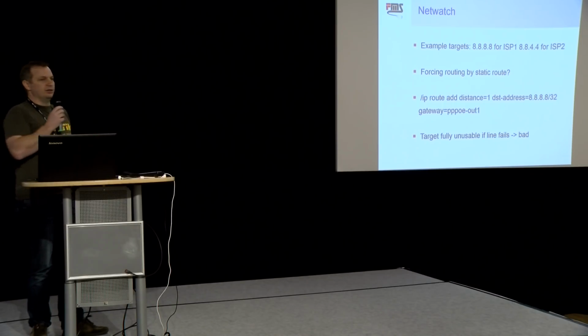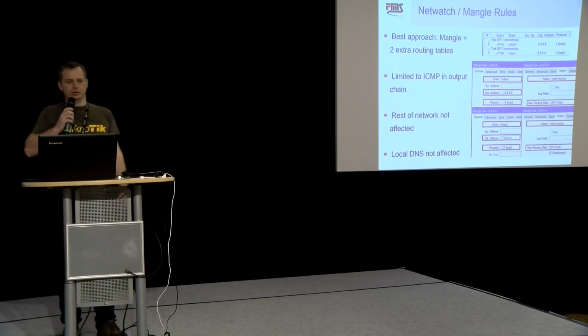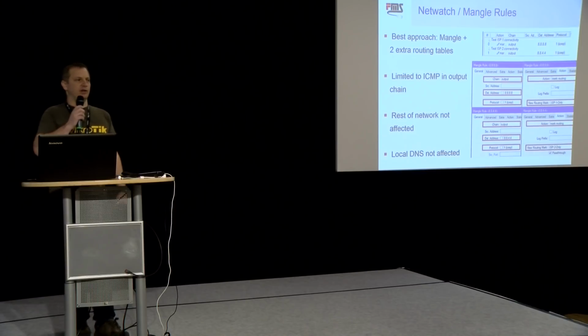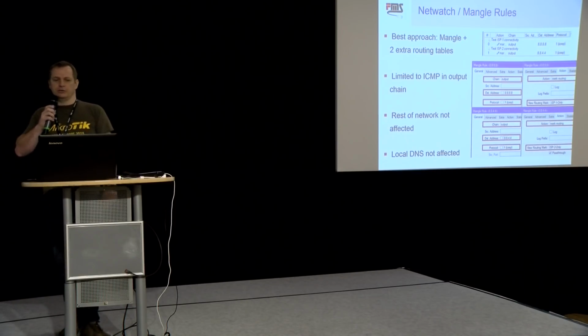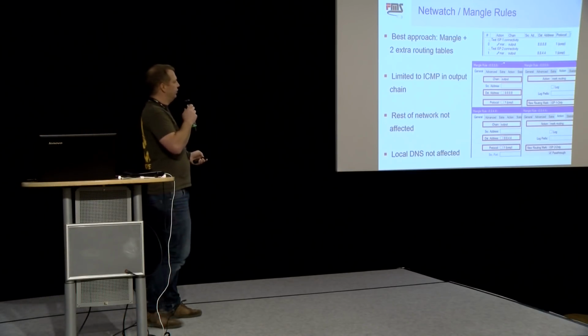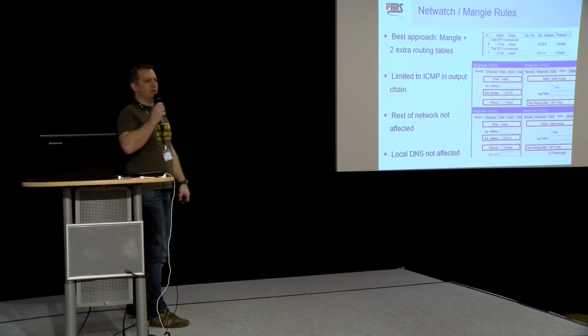So it's a pretty bad idea to simply use static routing. The best approach here is to use the Mangle facility. It's part of the firewalling facility in IP firewalling, and to use extra routing tables. We can set up Mangle rules, as you see here in the screenshot, in the output chain to the destination 8.8.8.8, and we can limit that rule on ICMP packets.